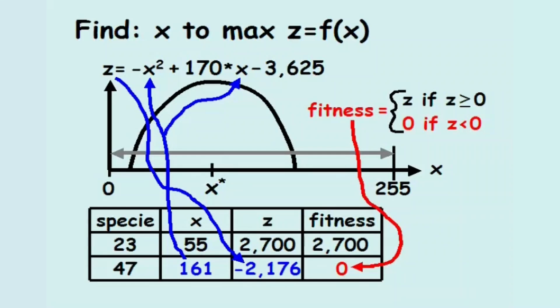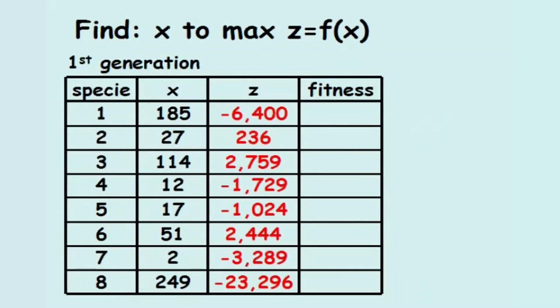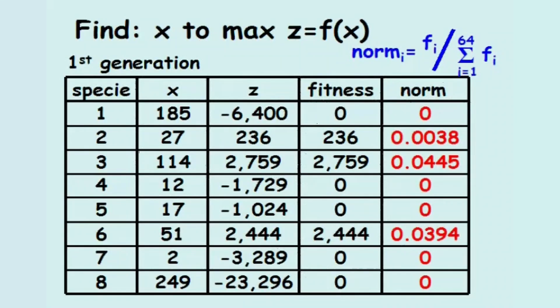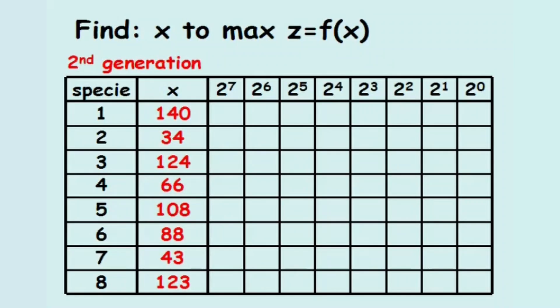After crossover and mutation, the Z values for the first 8 species are calculated, as well as the fitness values. Next, the fitness values are normalized such that the sum of the normalized fitness values equals 1. In reproduction, a new generation of species are created based on the normalized fitness of the preceding generation. Like natural selection, the more fit the species, the more likely it will survive. A second generation of species is generated.